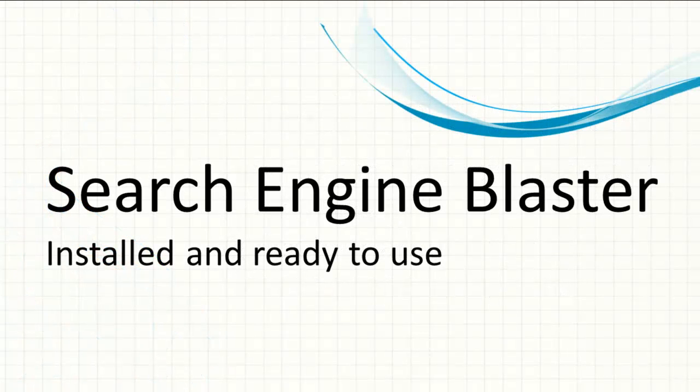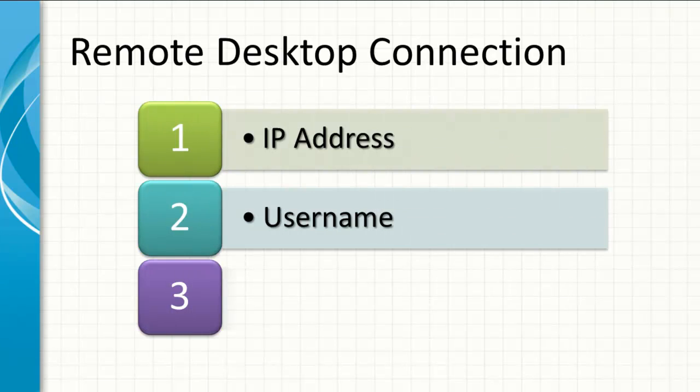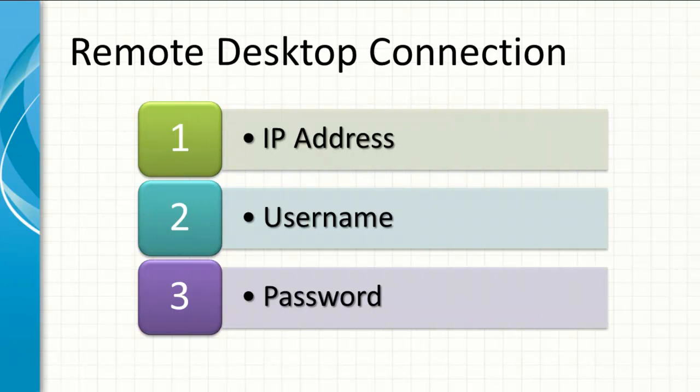Your new server will come with Search Engine Blaster installed and ready to use. One quick warning: you are not permitted to install any other software on the server. The server is for running Search Engine Blaster only. Before you can log in, you will need these three pieces of information: the IP address of the server, your username, and your password. With those things in hand, let's switch over to a live video screen and get started.